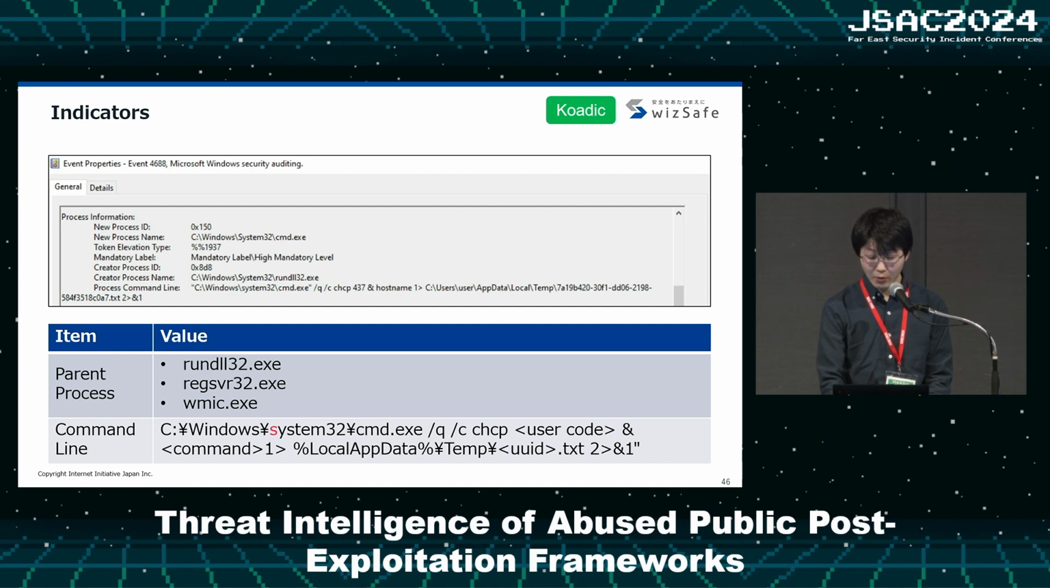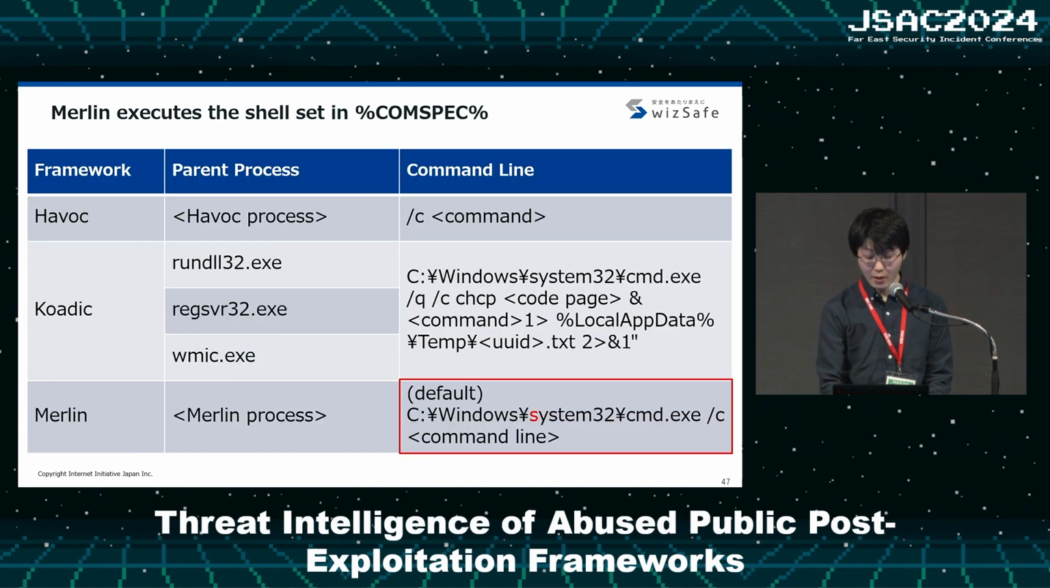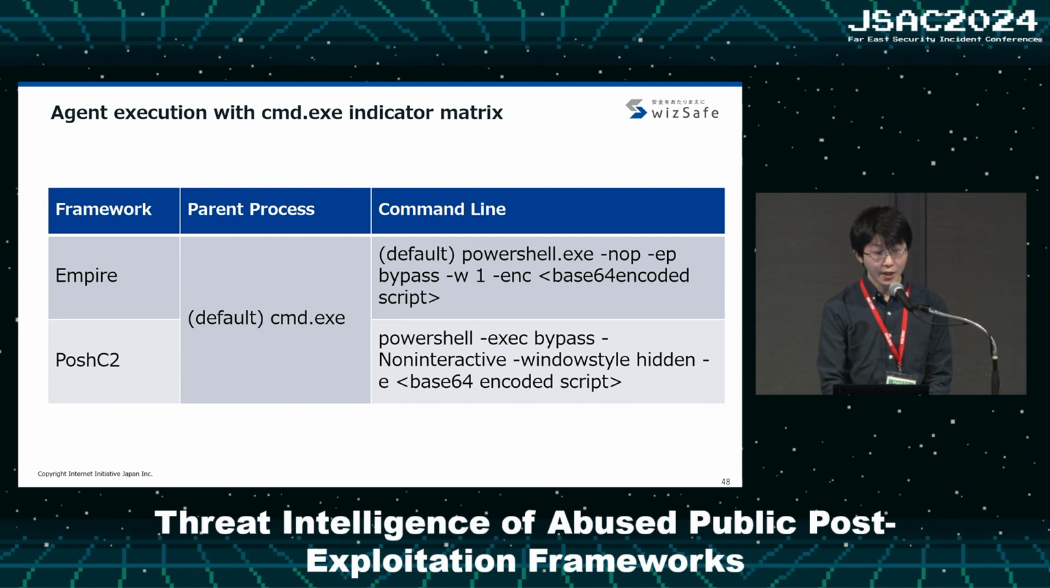So when you look at the event log, the parent process, as I explained, is one of the 3 processes that I explained. And when we look at the command line, the COMSPEC variable is being used. So it is different from the original cmd.exe, all the letters are in lowercase, and the rest of it is the same as the source code. Lastly, this is Merlin. When we look at the source code, the COMSPEC variable, as I explained earlier, is being used. So the same in the event log, where the system path is in lowercase. That's the characteristic.